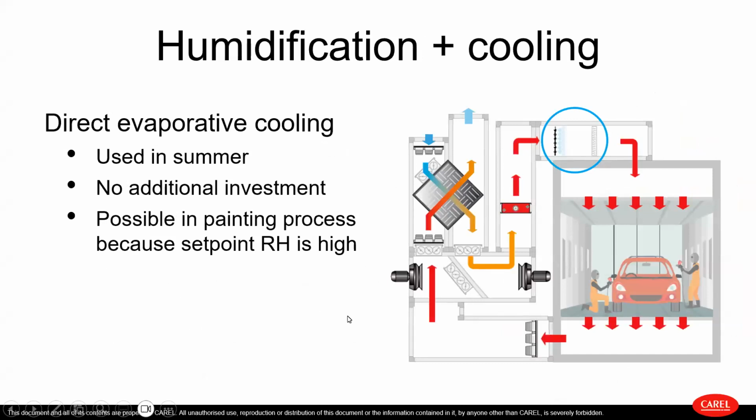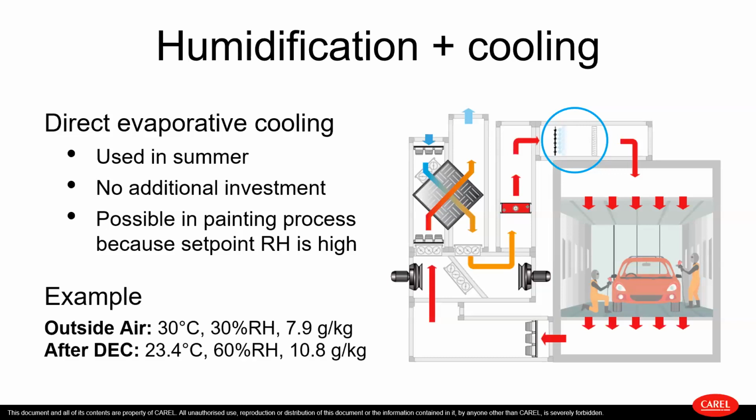It is interesting to note how the humidification, when adiabatic, can lead to cooling. For example, in summertime, without the need for additional investment, because we already have the humidifier in the channel, we can do cooling. As an example, if we have outside air at 30 Celsius degrees with 30% relative humidity, we can spray some water up to 60% relative humidity, for example, which is the target set point for the correct painting process, and take the temperature down to 23.4 Celsius degrees.